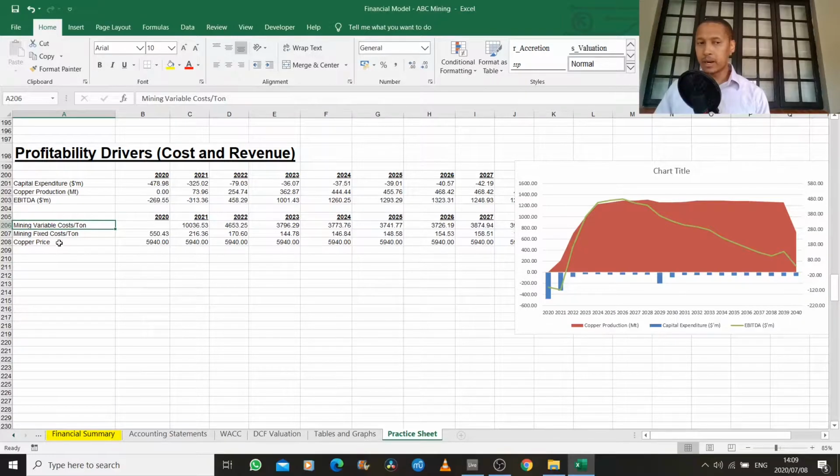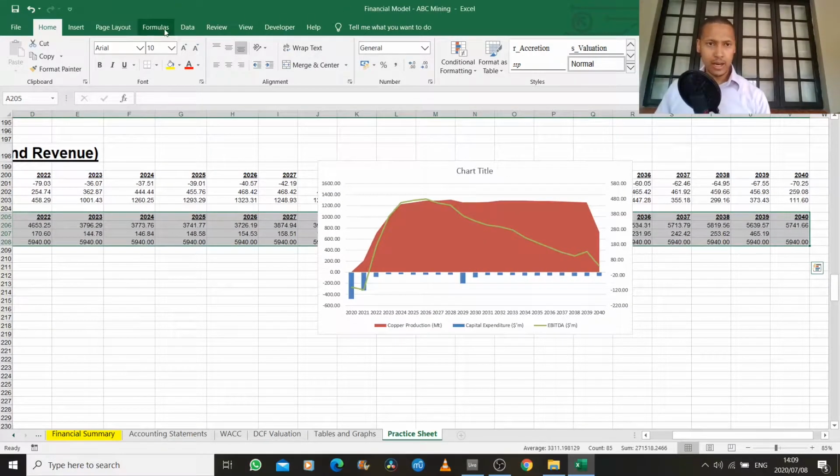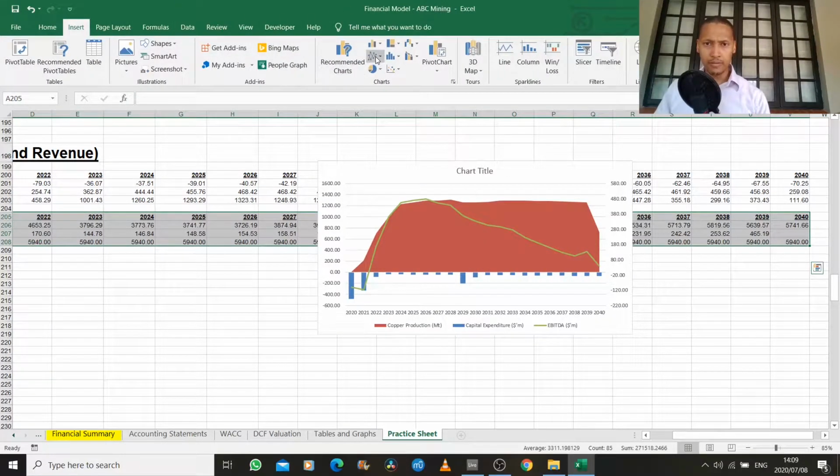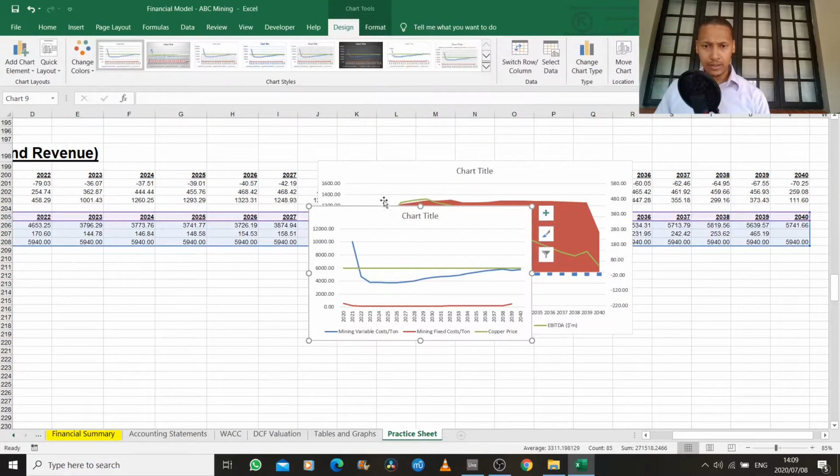Let's look at just the mining side of things. We have our variable cost per ton and we have our copper price. So these are our internal cost drivers, and this is our external revenue driver. And let's look at how they interact over time. Again, I'm going to insert a graph, and let's just insert a line graph.